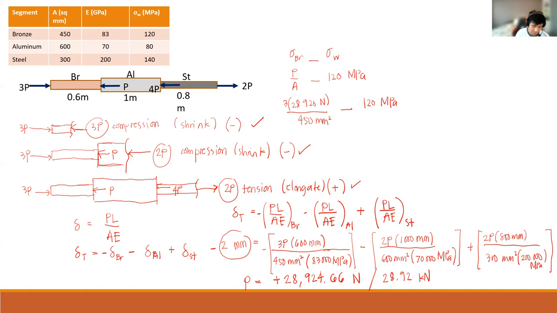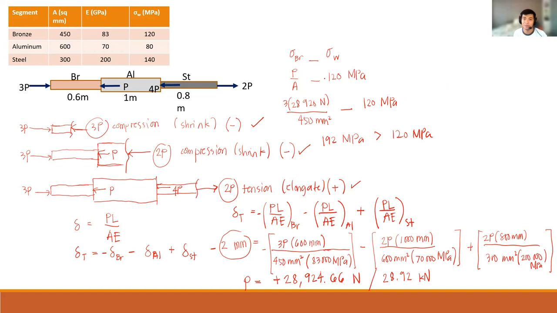So 3 times 28,920 divided by 450. So it's 192, right? So it's 192 megapascal, which is greater than 120. So meaning, it should be lesser. So try to verify also the other one.